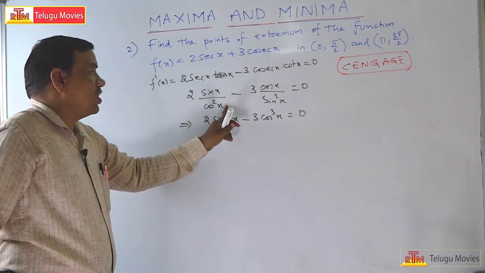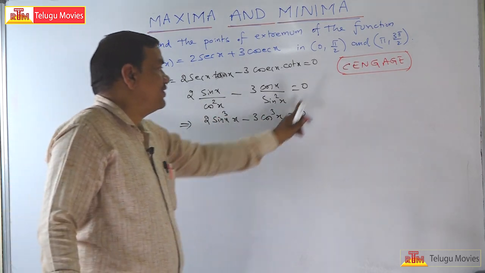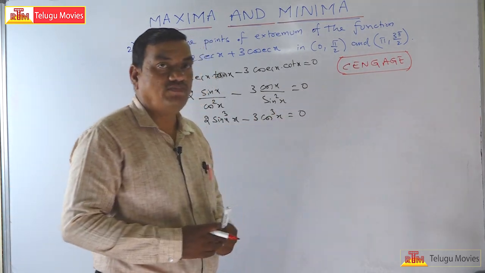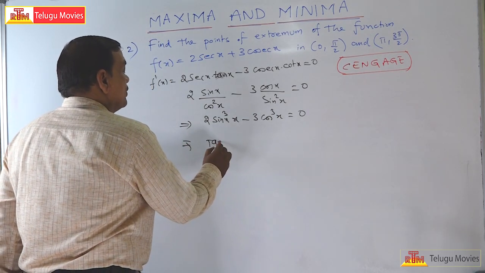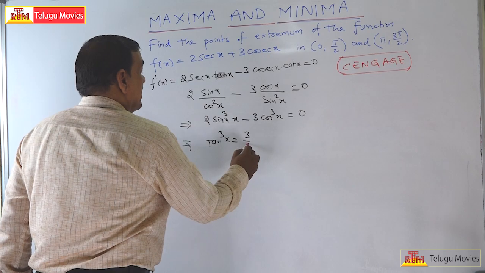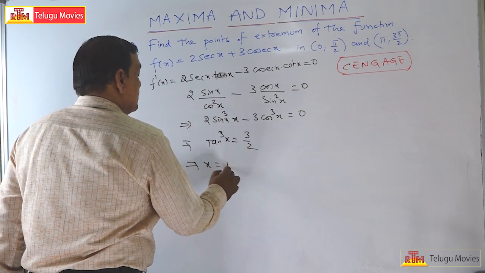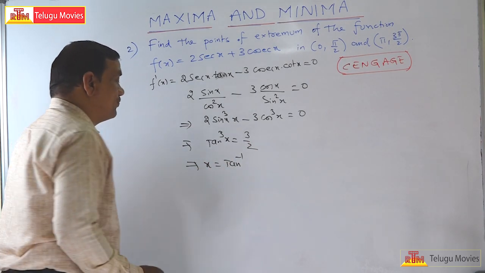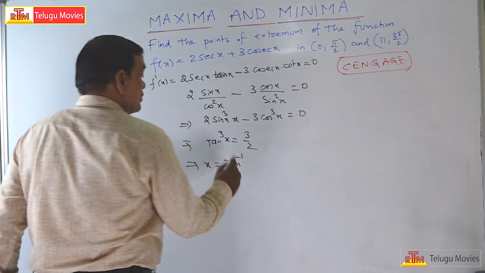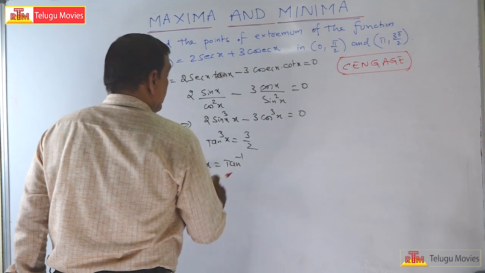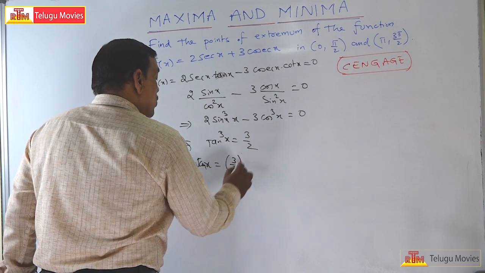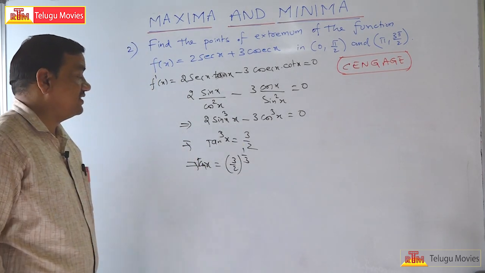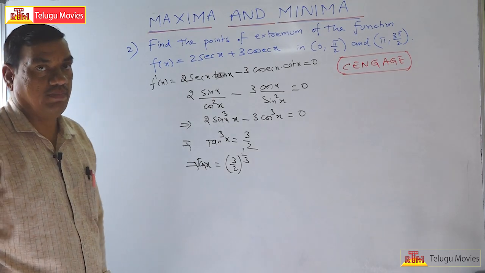So here cos square x into sin square x, if it goes to the right hand side, it will become 0. Right. So this is equal to tan cube x is equal to 3 by 2. Sorry, tan cube x is equal to 3 by 2. So therefore tan x is equal to (3 by 2) whole power 1 by 3.